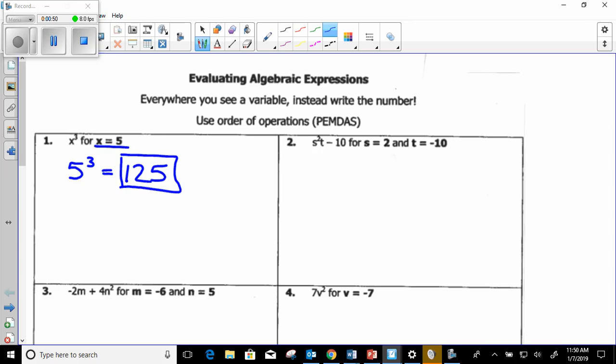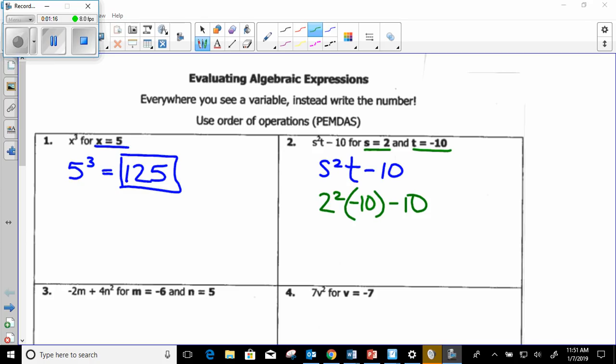Number two, s squared times t minus 10. So what you're going to do here is substitute the 2 for the s. So now it's 2 squared. T is a negative 10. So you're going to multiply that by negative 10 minus 10. Okay, and when you do that, you're going to get 4 times the negative 10 minus 10.